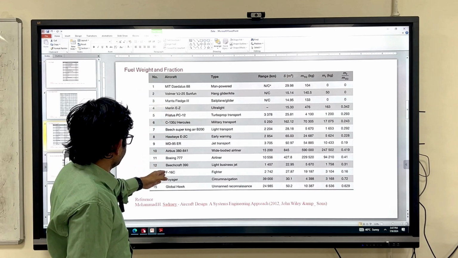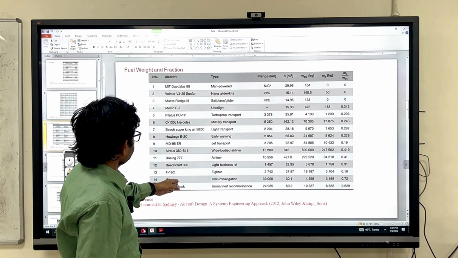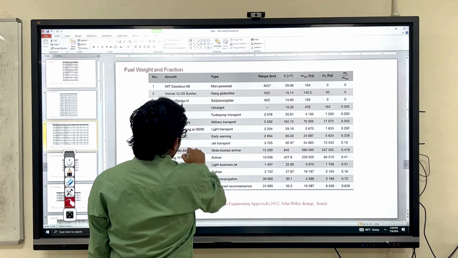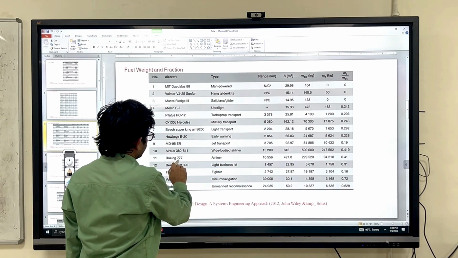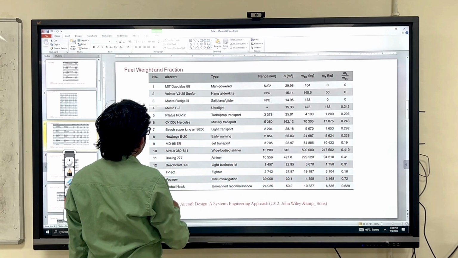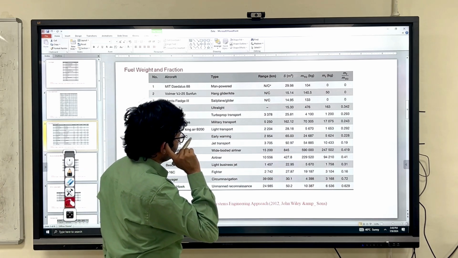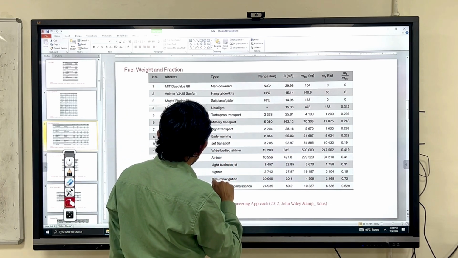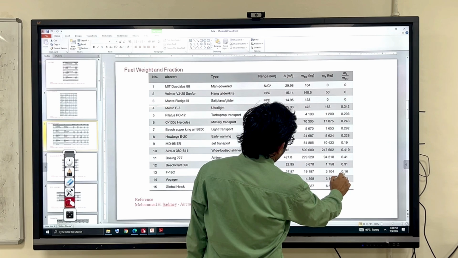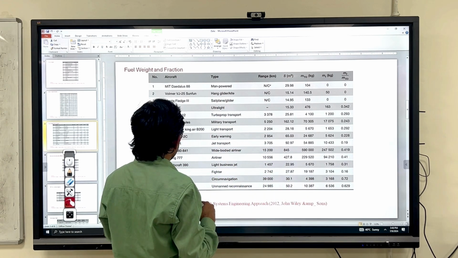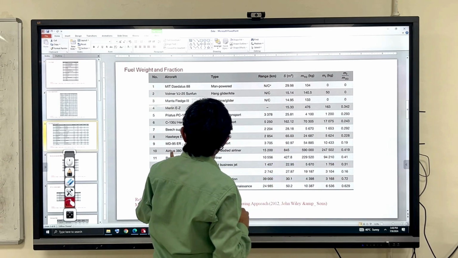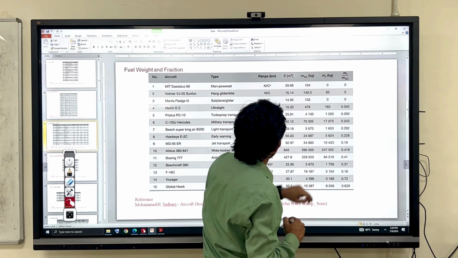Again, so many aircraft have been listed here. You can see the fuel weight here, for example, for the Boeing 777 is around 41 percent. You can consider another aircraft, the F-16 fighter aircraft, which has 0.16. And for Airbus also 0.41. So you can see that Boeing and Airbus are similar, right?